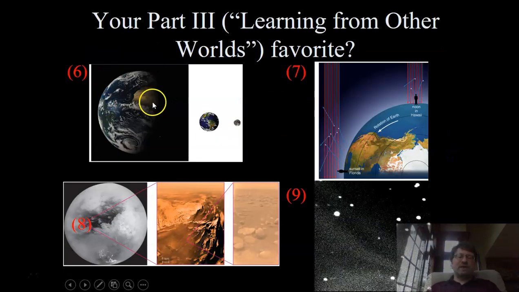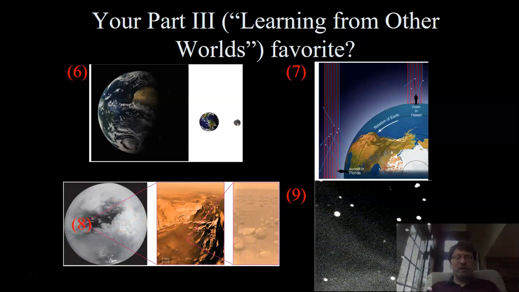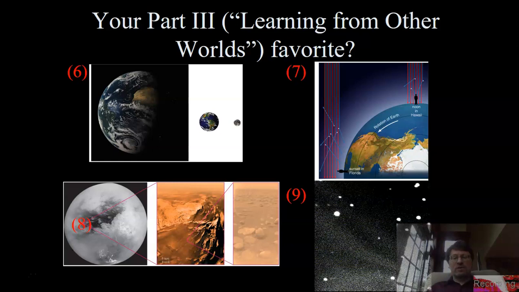So in chapter 6, there's the Earth and the Moon. Chapter 7, why the sky is blue. Chapter 8, we explored Titan with the Huygens space probe. Chapter 9, the search for asteroids. Which of these would be your favorite? I know which one mine is.